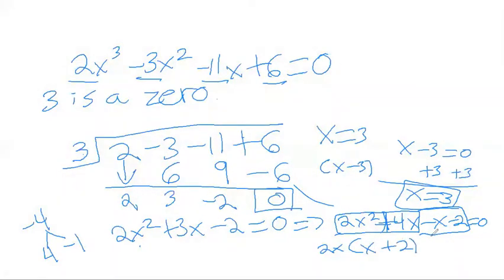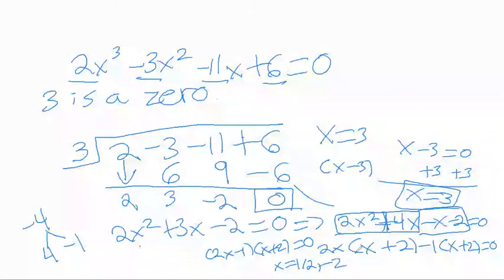So what can I factor out of this group? A 2 and an x. So 2x times x plus 2. And here I can factor out -1. So it'll be -1 times x plus 2. So then this factors out to 2x minus 1 and x plus 2 equals 0.